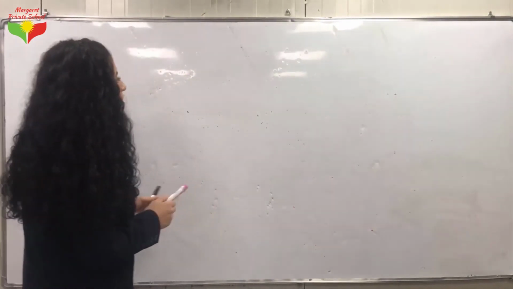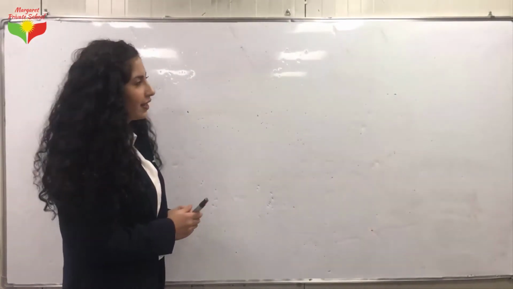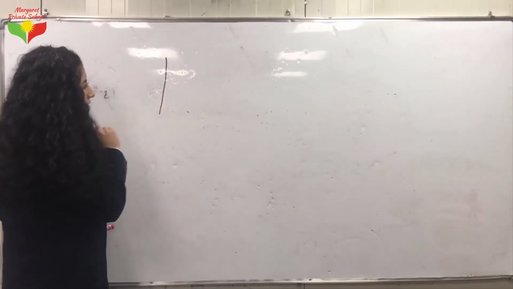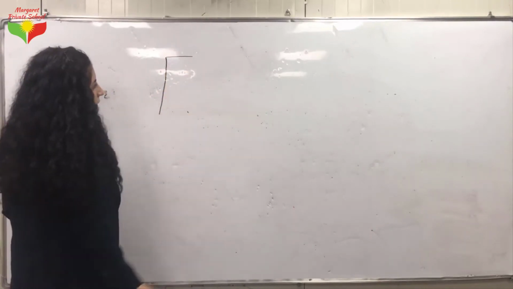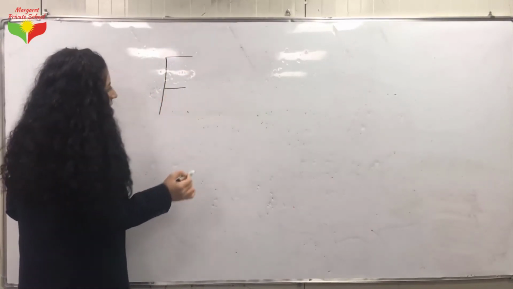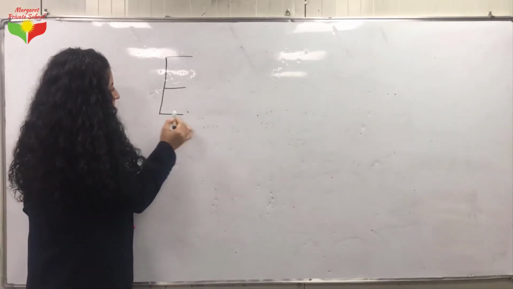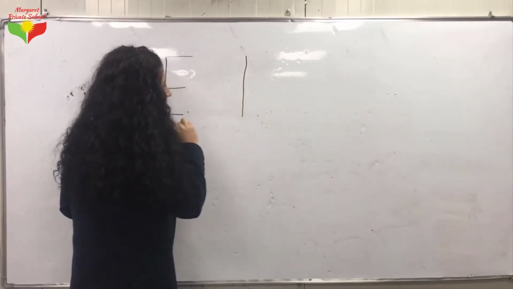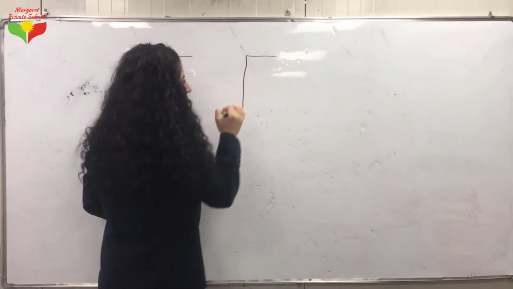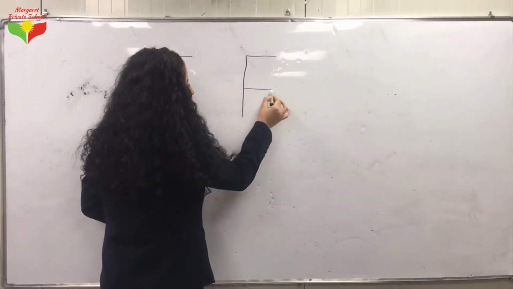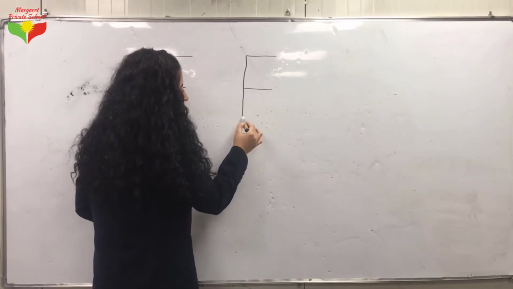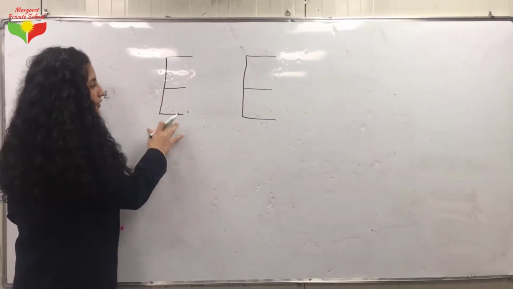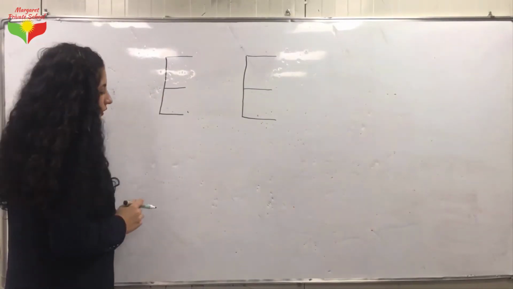Now I'm going to teach you how to write the letter E. Look at my hand, please. Okay, first of all, we have to draw a line from up to down, a small line at the top, a small line in the middle, and a small line at the bottom. Okay, this is capital E.